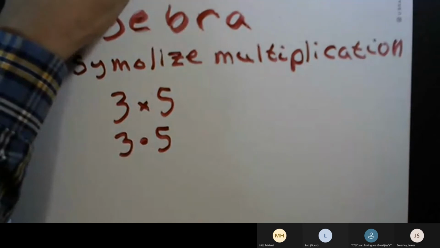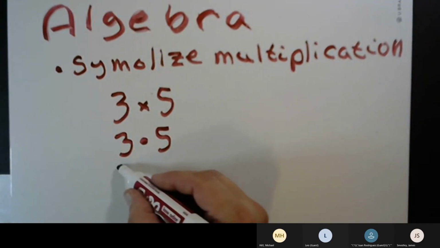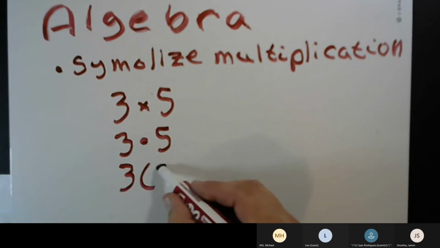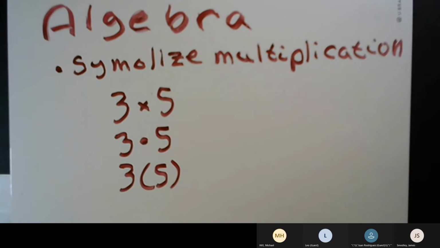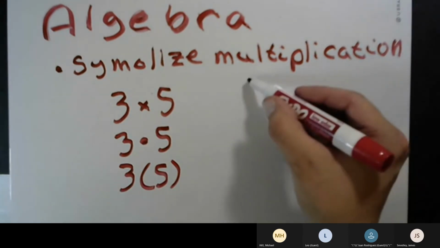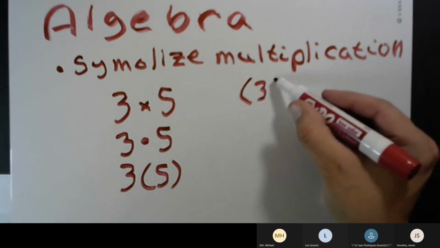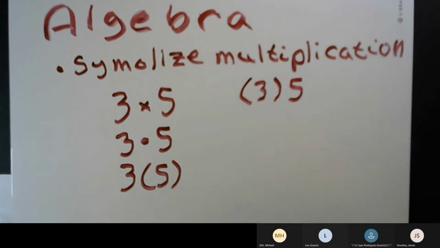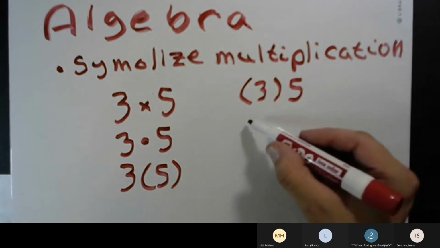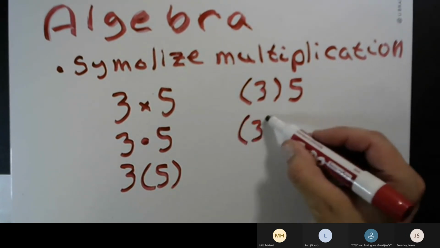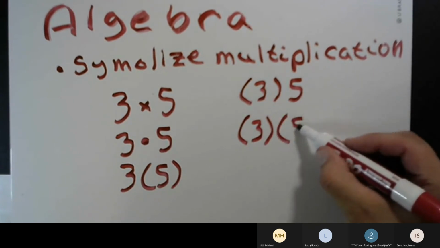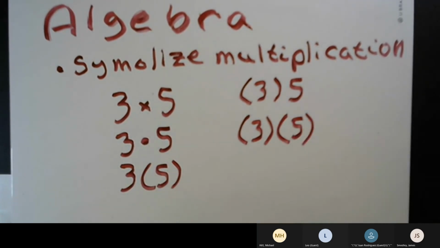You're also going to see other ways of representing multiplication. You might see something like this. That also means multiplication. This also means multiplication. And so does this. So in algebra, for various reasons, multiplication gets symbolized a lot of different ways.